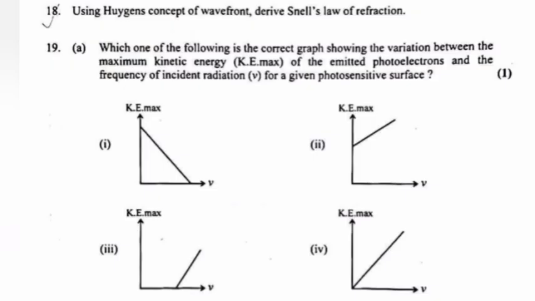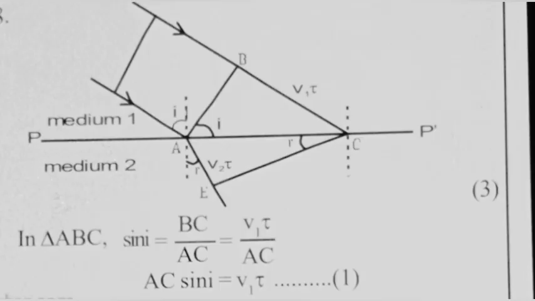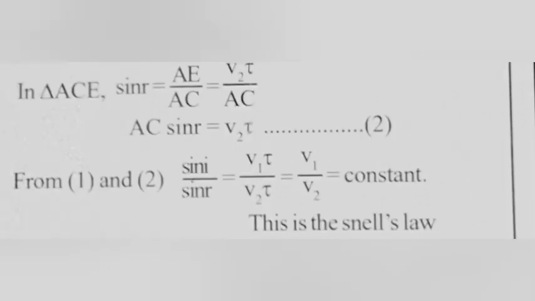18. Using Huygens concept of wavefront, derive Snell's law of refraction. Answer. In triangle ABC, sin i is equal to BC by AC equal to v1 t by AC. AC sin i is equal to v1 t. (1) In triangle ACE, sin r is equal to AE by AC equal to v2 t by AC. AC sin r is equal to v2 t. (2) From 1 and 2, sin i divided by sin r equal to v1 t by v2 t equal to v1 by v2 equal to constant. This is Snell's law.